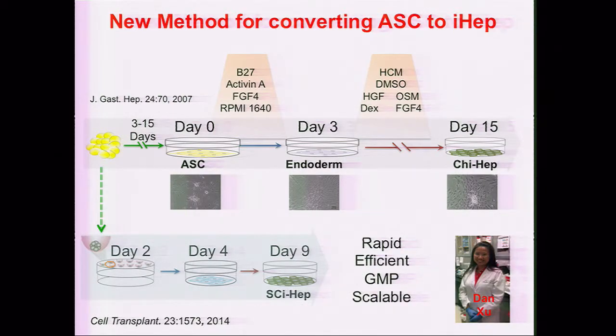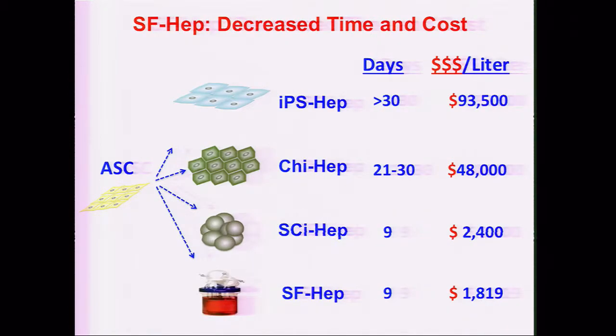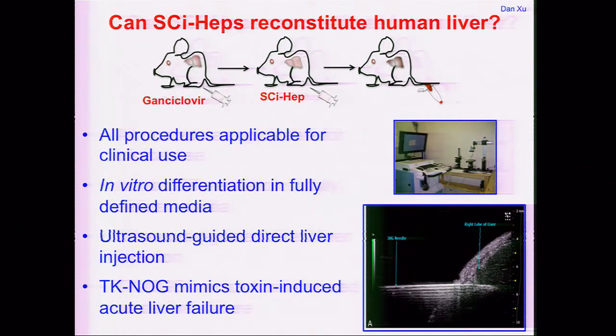So Dan Zhu, shown here, worked on that problem, and now we can convert from the lipoaspirate to the, we call them spherical cell-induced iHeps in 9 days, and the efficiency, as you'll see, is close to 90%. So just to give you an idea, if you did the old style things, you were about $100,000 per liter in terms of growth factors to do it. With our method, because it's fewer days and it's more compact, we're now down to less than $2,000, and that's for GMP level reagents.